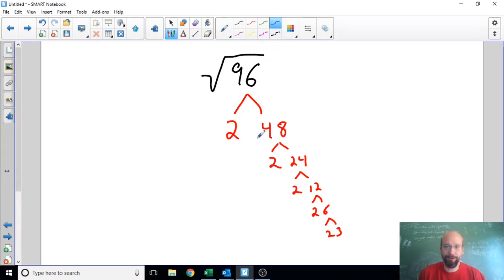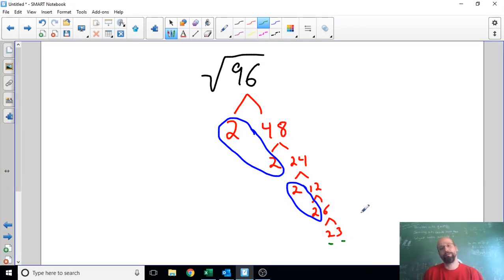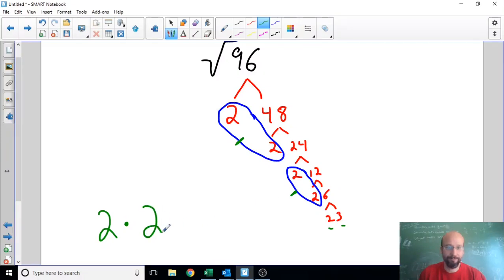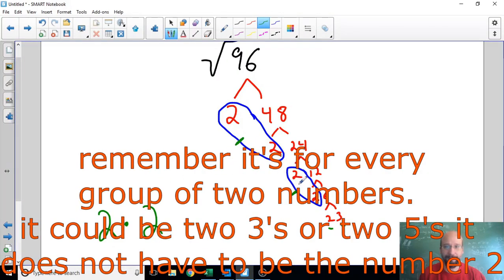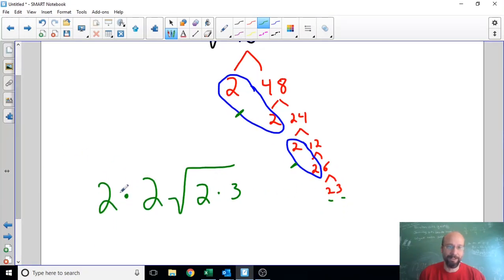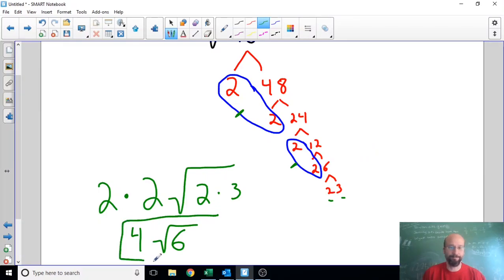So I'm going to circle my groups of 2. These, there's another one. And then I have a 2 and a 3 left over. They're not the same number, so they're not a group. So on the outside, I have this 2 and this 2. For every group of 2, bring 1 to the outside. And then on the inside, I have this 2 and this 3. Then these numbers on the outside, I multiply. 2 times 2 is 4. 2 times 3 is 6. And this would be my final answer.